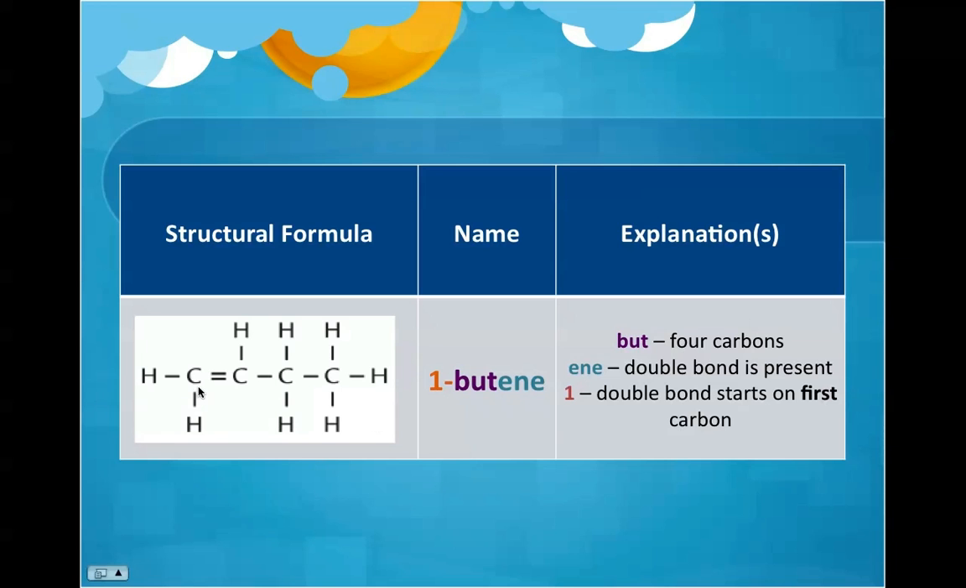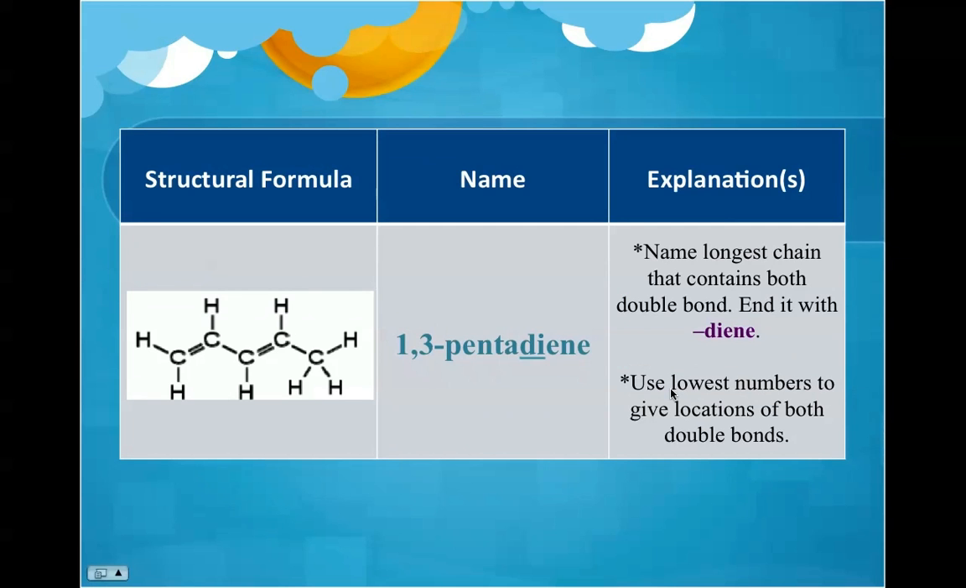By numbering from the left, because my double bond is closest to the left, it's on the first carbon, so the 1 represents that the double bond starts on the first carbon. And then here I gave you a little interesting example. This is a little bit different because I have 2 double bonds present. So instead of just adding -ene, I add -diene instead.